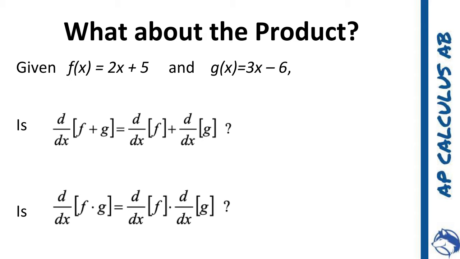So of everything that we've been doing, like the sum and the difference, what about the product? Given that f of x is equal to 2x plus 5 and g of x is equal to 3x minus 6, I know that f prime of x is equal to 2 and g prime of x is equal to 3, just based on the way that those are set up. So this one is the sum rule. I'm just taking the derivative of f, which is f prime of x, so I get 2. And then I take the derivative of g, g prime of x, which we already found was 3, so it's just 5.